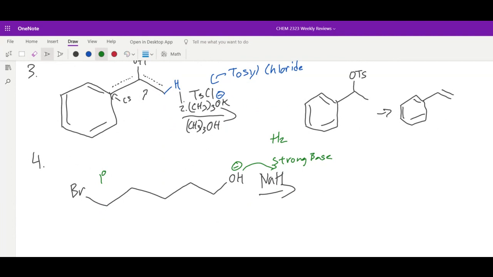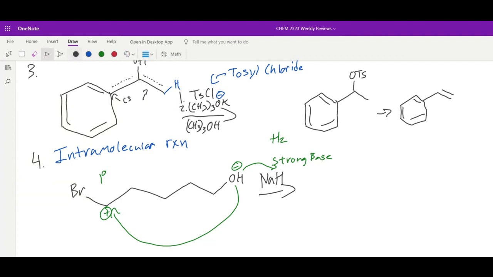So the H's leave as H2 gas, Na and bromine leave as sodium bromide, and we have a positive charge here, and we have our negative charge on the oxygen. So it's going to attack at this carbon. Now, the same structure is attacking itself. The name of that is called an intramolecular reaction.